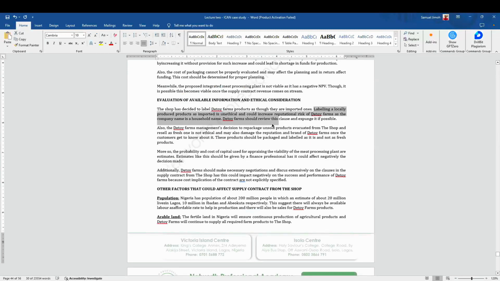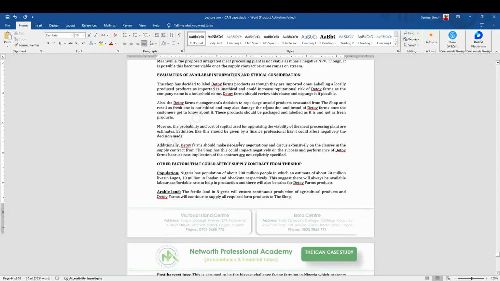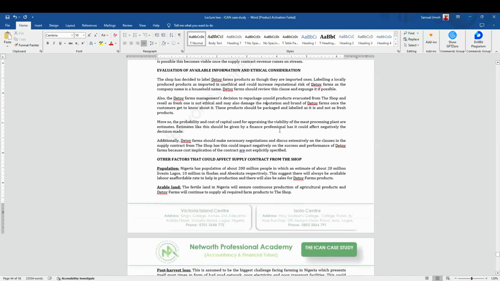You know, the DFFP's management said that the unsold product that they evacuate, they will repackage it and sell it to their own customers as though it is fresh. That is unethical too. You know, probability and cost of capital are not properly identified. That is also an issue to me.